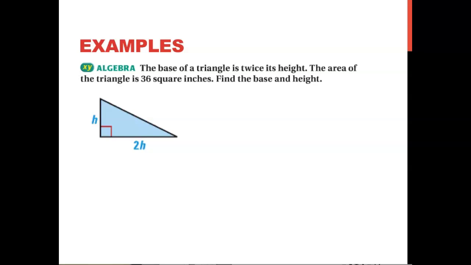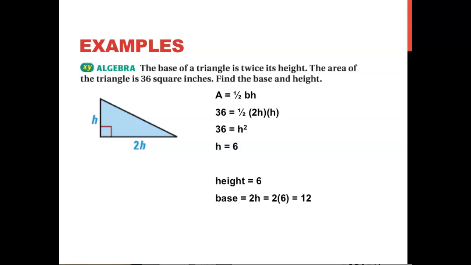Remember how to find the area of a triangle? That's 1/2 base times height. So we can substitute everything we know into that formula. The area is given as 36, the base is 2h, and the height is h. Simplifying this, we end up with 36 equals h squared, which means h must be equal to 6. Now the problem is asking us to not only find the height, but to also find the base. So the height is 6, and the base, remember, is twice the height, so 2h, which would be 2 times 6, which is equal to 12.